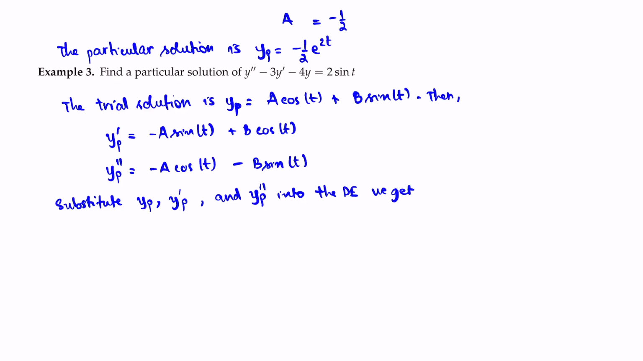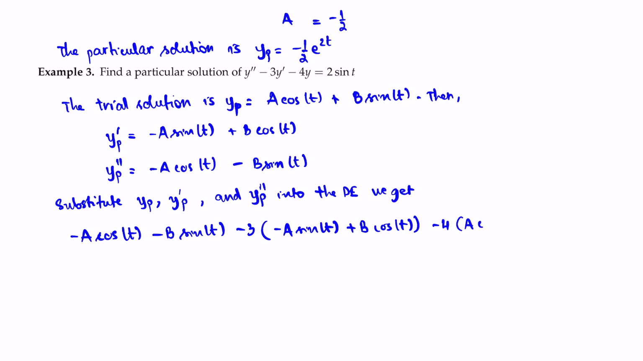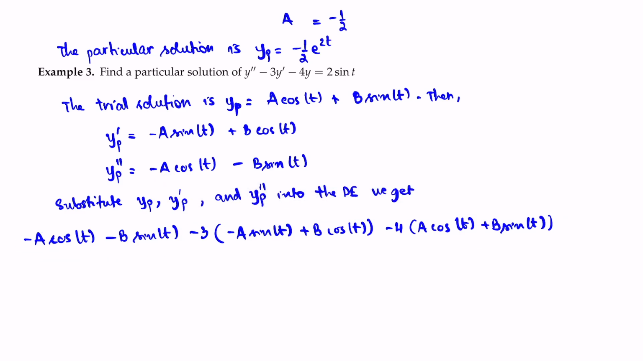So y double prime is negative A times cosine of t minus B times sine of t, minus 3y prime, so minus 3 times negative A times sine of t plus B times cosine of t, then minus 4y, which is minus 4 times A times cosine of t plus B times sine of t, and it is set equal to 2 times sine of t.